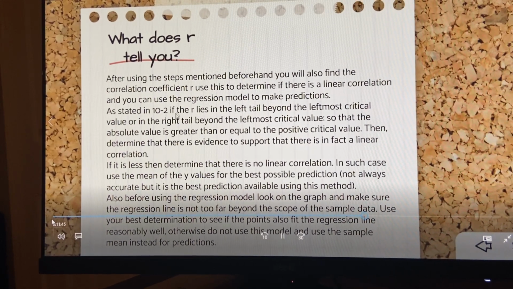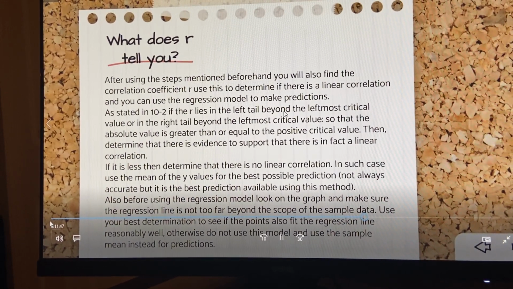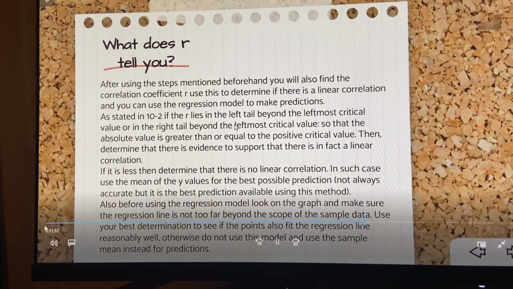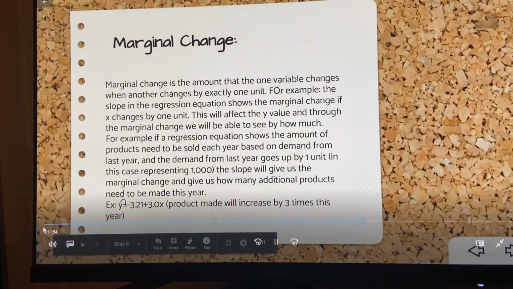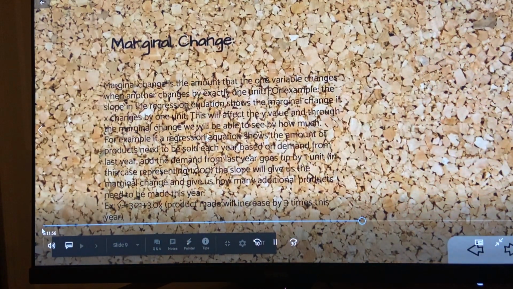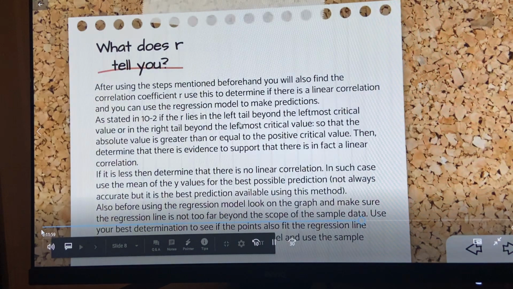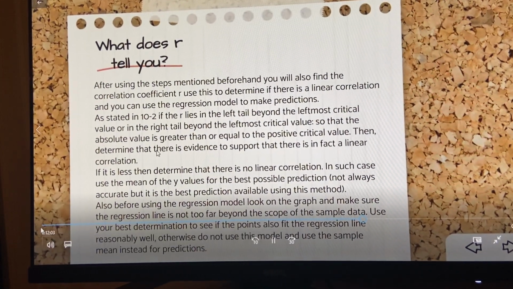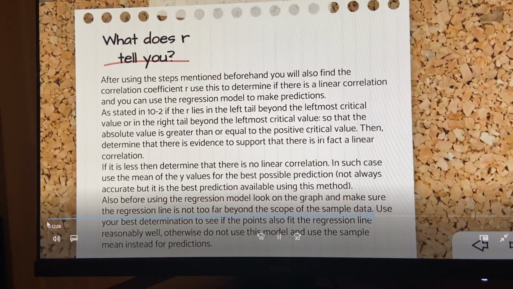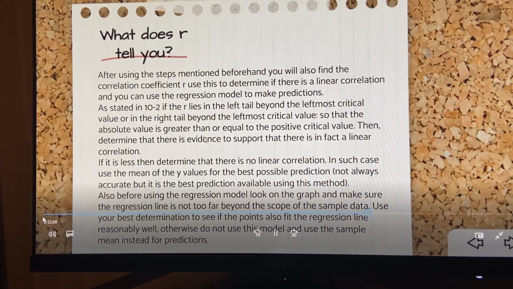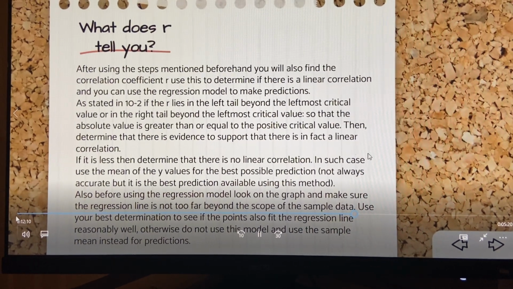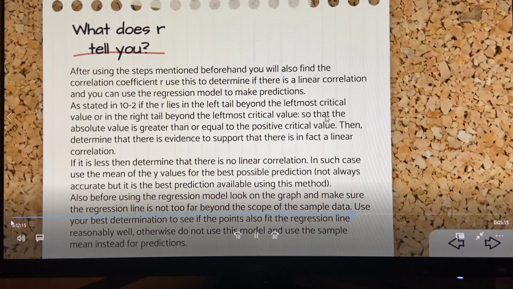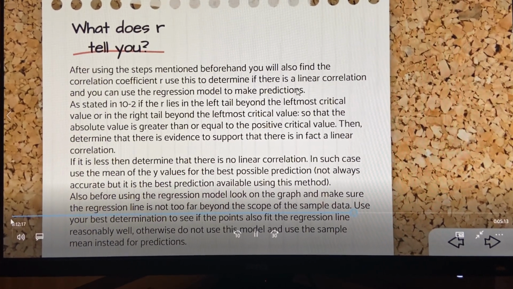So as stated in 10.2, if the r lies in the leftmost tail beyond the leftmost critical value, or in the right tail beyond the rightmost critical value, so that the absolute value is greater than or equal to the positive critical value, then determine that there's evidence to support there is in fact a linear correlation. If it is less than the positive critical value, then you're not going to be able to use this formula.